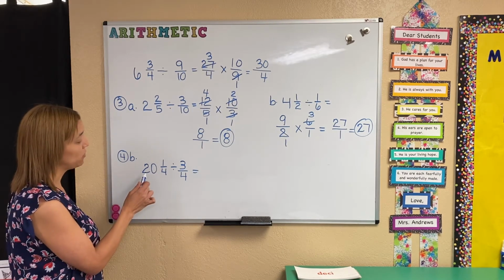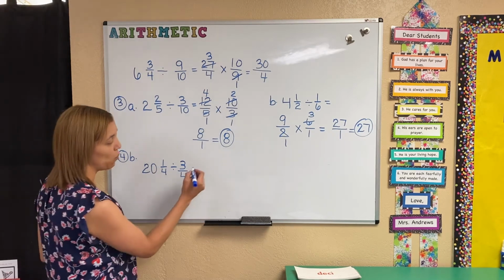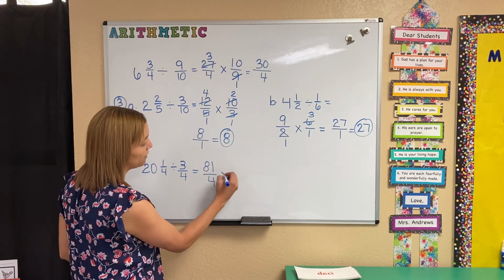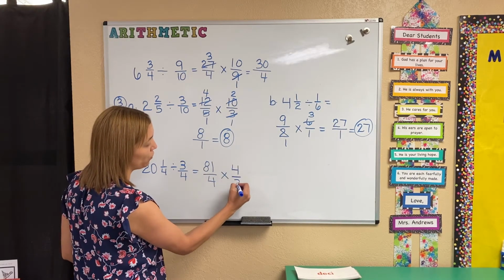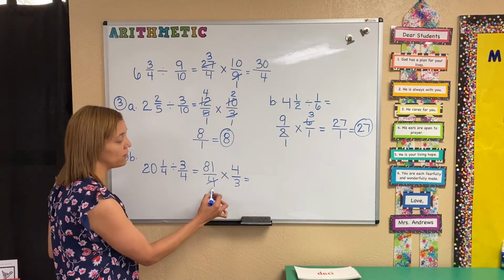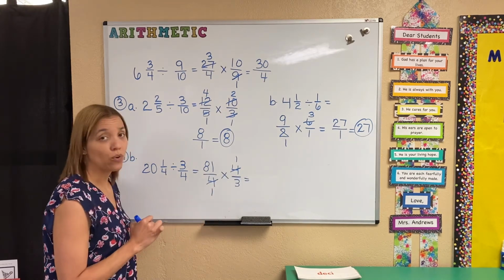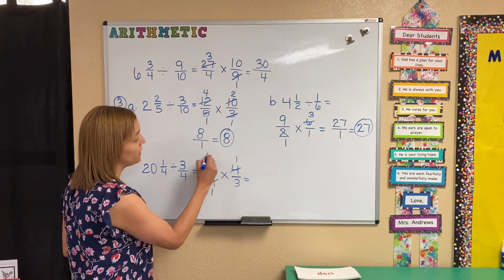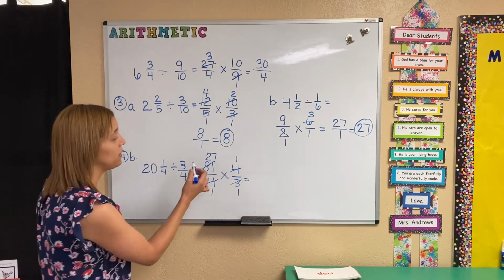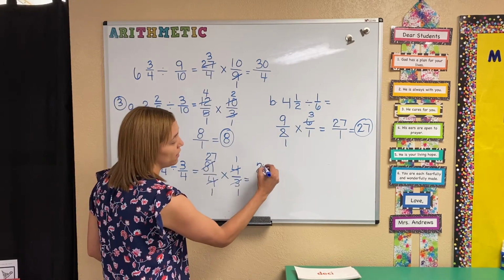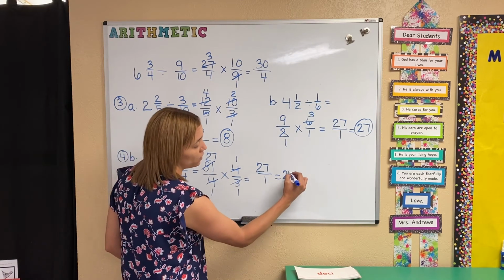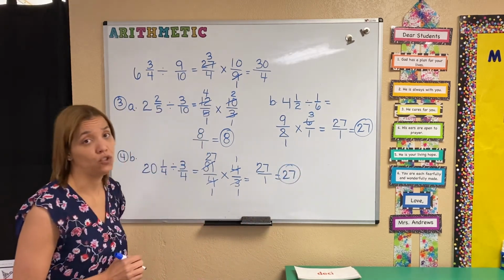So if I multiply 20 times 4 and I add 1, that's going to give me 81 over 4 times 4 over 3. And I know that I could simplify this. 4 goes into 4 once, and 3 goes into 81 27 times. So now if I multiply 27 times 1, it would be 27. 1 times 1 is 1. It would be that the dog food is going to last 27 days.